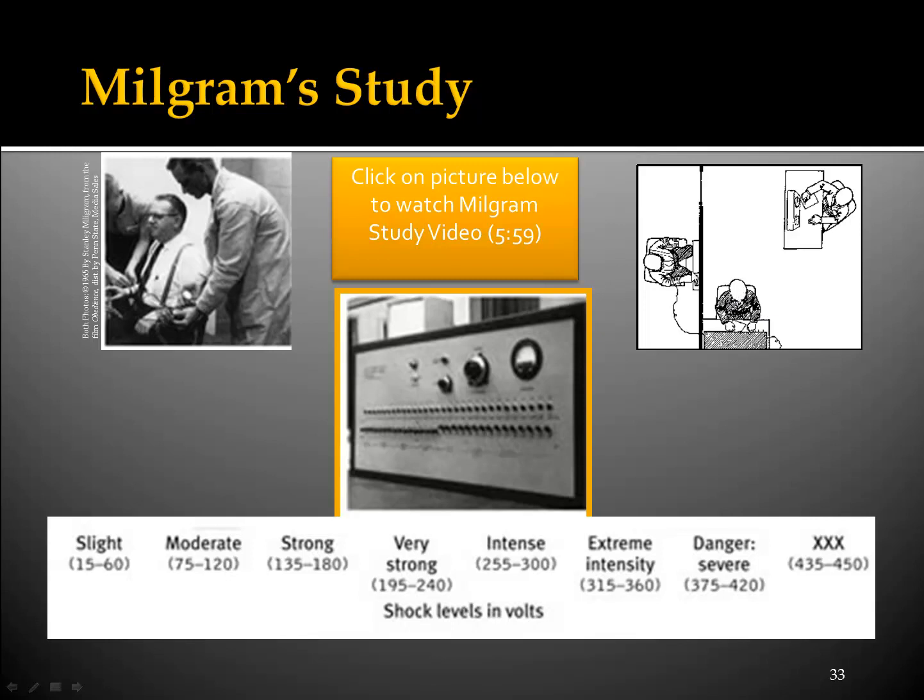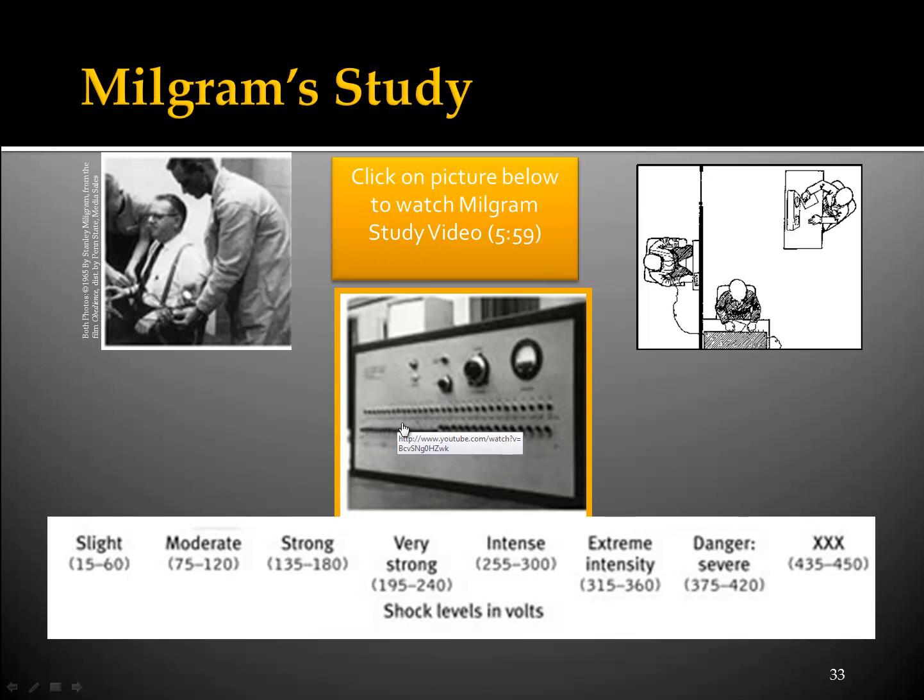And we have a person on the other side of a wall that the teacher cannot see, who is hooked up to electrical wire, and he's the learner. The teacher is going to present him a list of words and ask him for the correct answer. If the learner gets the answer right, the teacher goes on to the next question. If the learner misses the question, the teacher administers an electrical shock.